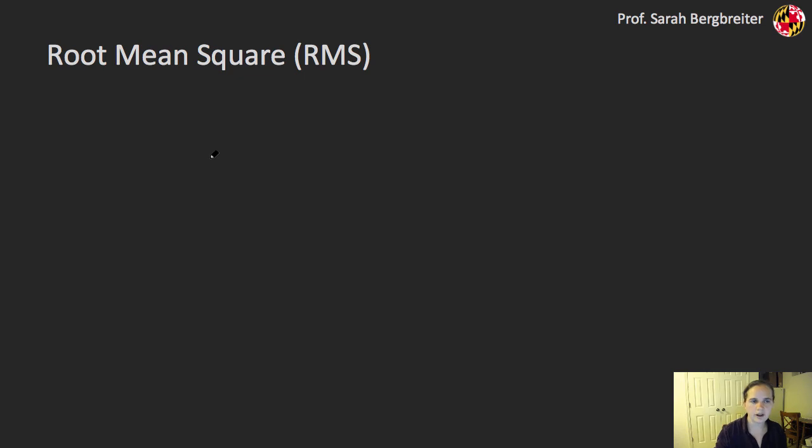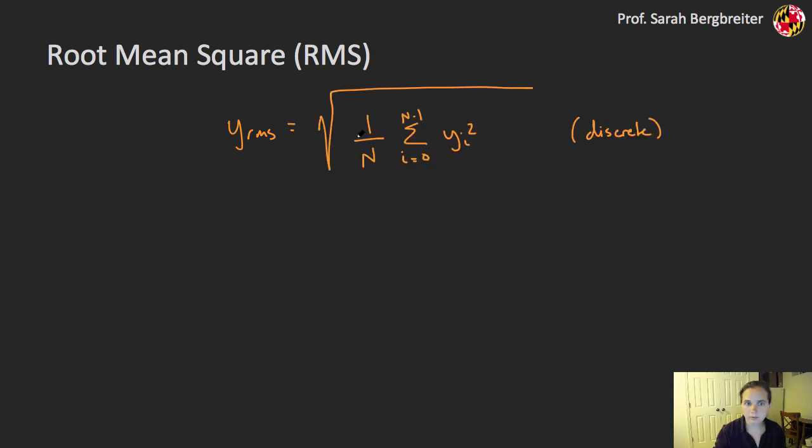Of course, I can also have a root mean square for a discrete signal. In that case, I'm replacing that integral with a sum again. But I still have my root, I still have my mean, in this case 1 over N, where capital N is my number of samples in a period, for example, and then I have the square of all of the samples within that range of my discrete signal.